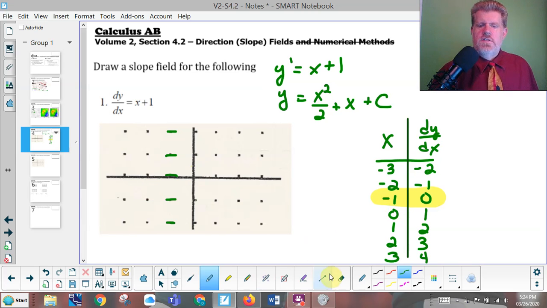What about this next one? Another easy one might be this one. When x is 0, y has a slope of 1. So this is where x equals 0. So I'm going to draw slopes of 1. When x equals -2, we have a slope of -1.